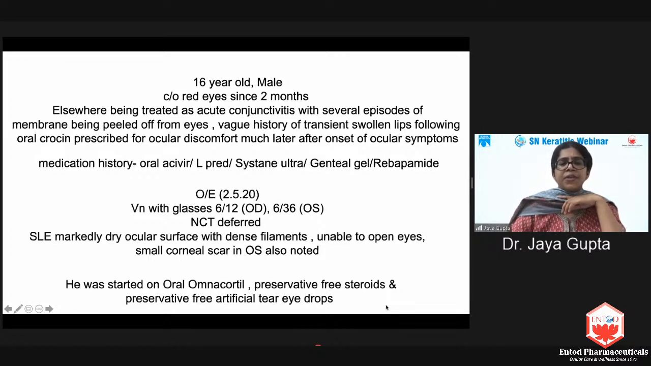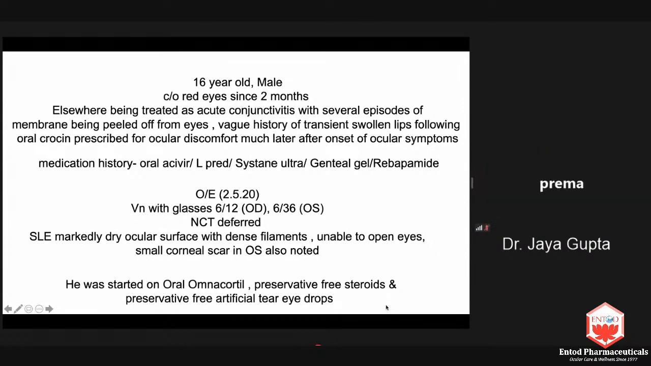At my center, he was first examined on 2nd May. His vision with glasses was 6/12 in the right eye and 6/36 in the left eye. The NCT was deferred. On slit lamp examination, a markedly dry ocular surface with dense filaments was noted. He was unable to open his eyes, and a small corneal scar in the left eye was noted. He was started on oral Omnacortil along with preservative-free steroids and preservative-free artificial tear eye drops.